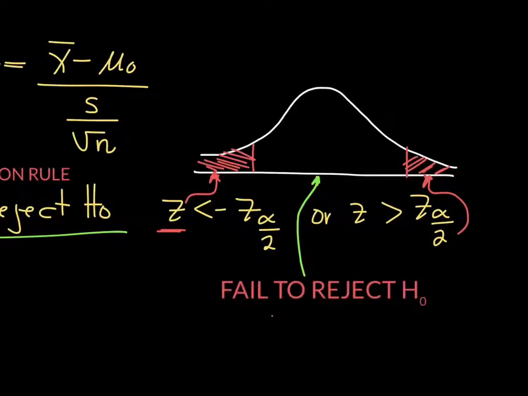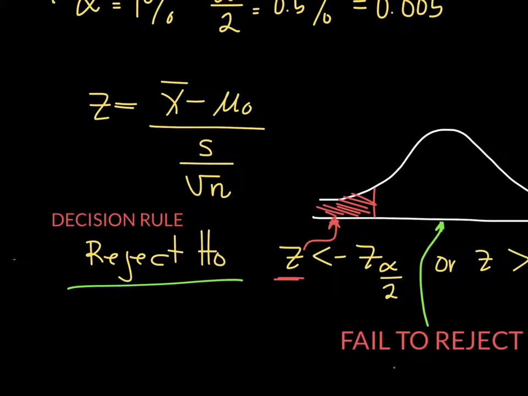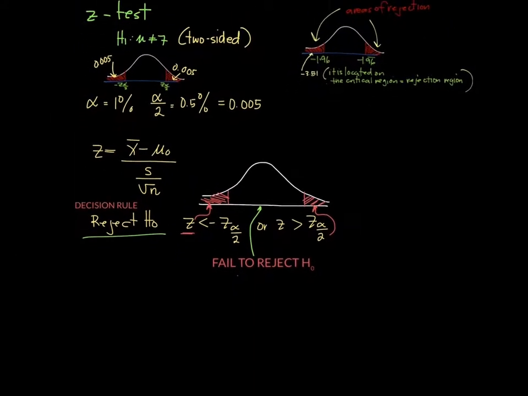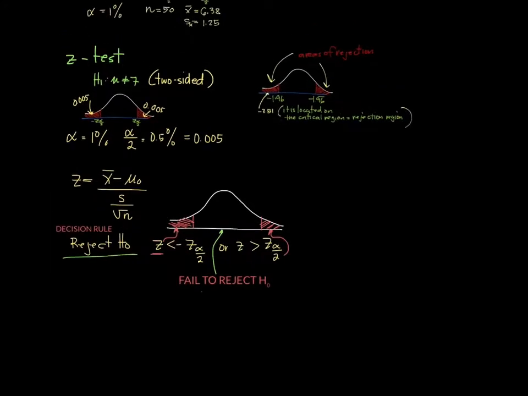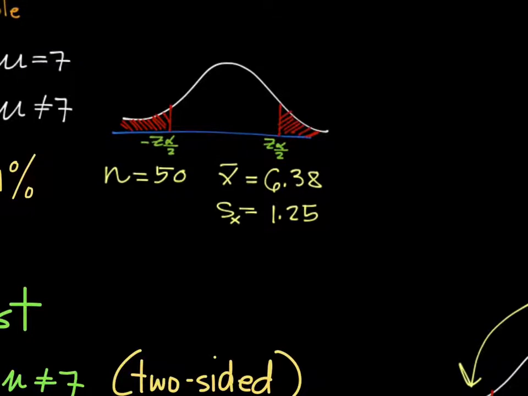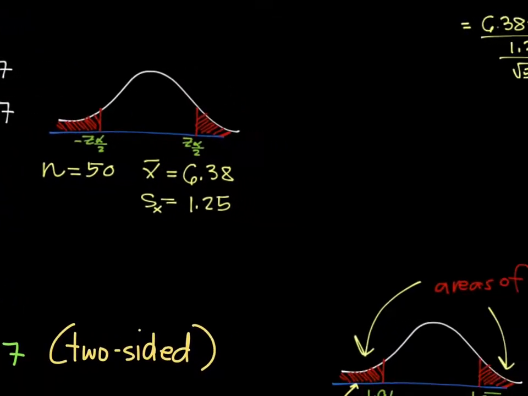From there you have already seen the idea of step number 4: you compare the z value that you obtain to the z of alpha over 2 on the left and on the right, which are called the critical values. To show this with a specific example, our data says that n is equal to 50, x bar is equal to 6.38, and s, the standard deviation of the sample, is 1.25.